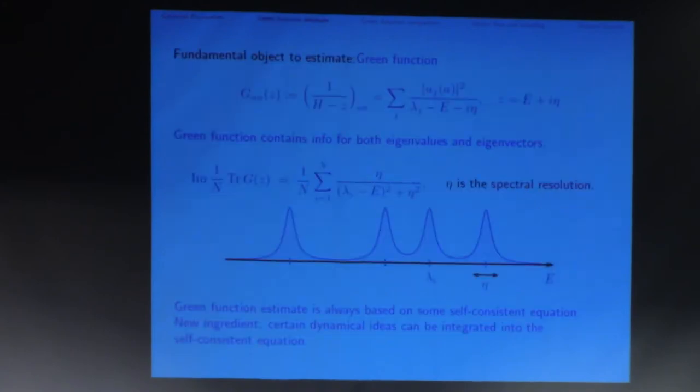So now let me go back to the Green function. I just remind you the Green function is written in this way. You take these eigenvectors, and then you look at lambda_j minus the eigenvalues, and then the imaginary part typically looks like this, okay? Now, for the Green function estimates, if you look at everything we have done, whenever you look at the Green function, it's always some self-consistent equations. You analyze the self-consistent equation in various ways, but what I'm trying to mention is that sometimes you can integrate some dynamical idea into the problem and make the problem doable.